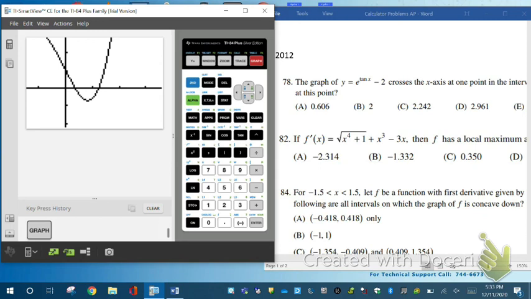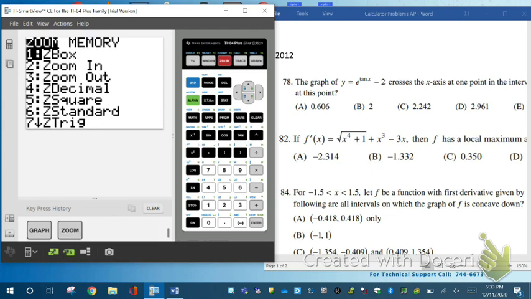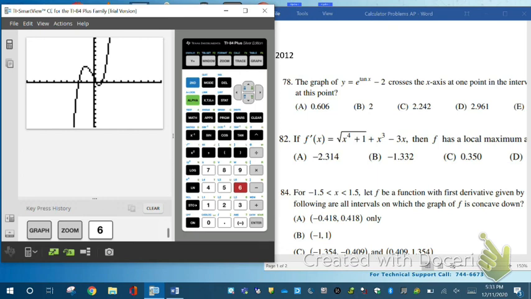And I can already see the answer even though I'm not zoomed in correctly. If you ever want to go back to a standard Zoom screen, that's Zoom 6. I'm going to do it even though I don't really need to because I can see the answer. So again, we were looking for an x-intercept where it switches from above to below. Hopefully you can see that that is right there, okay?